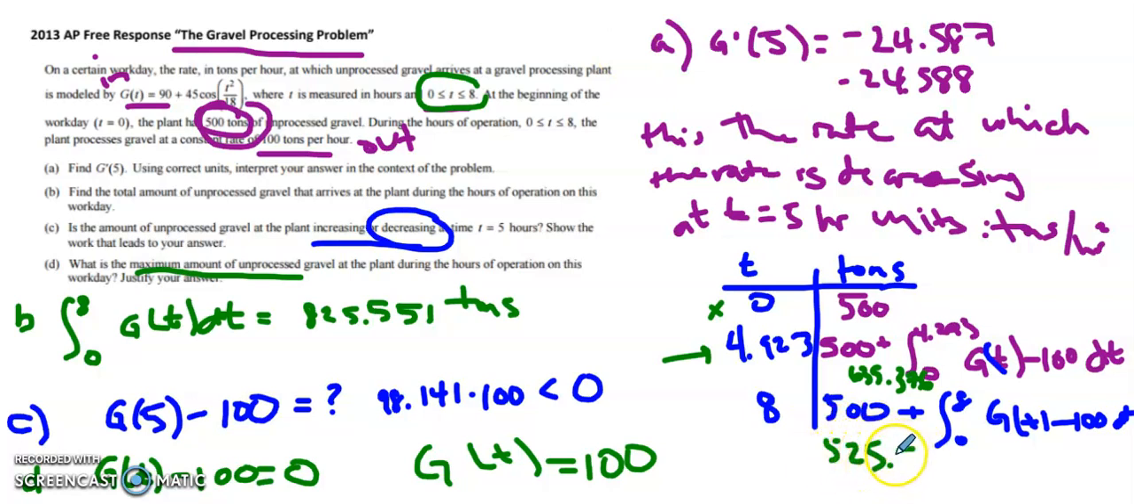525.551. Make sure you're writing in all these values because you do have to show that the value of 635 is bigger than the other two. This is not the correct answer. This is 635.376. Don't forget to write tons in because you'll need the units. This table serves as the justification for your answer.